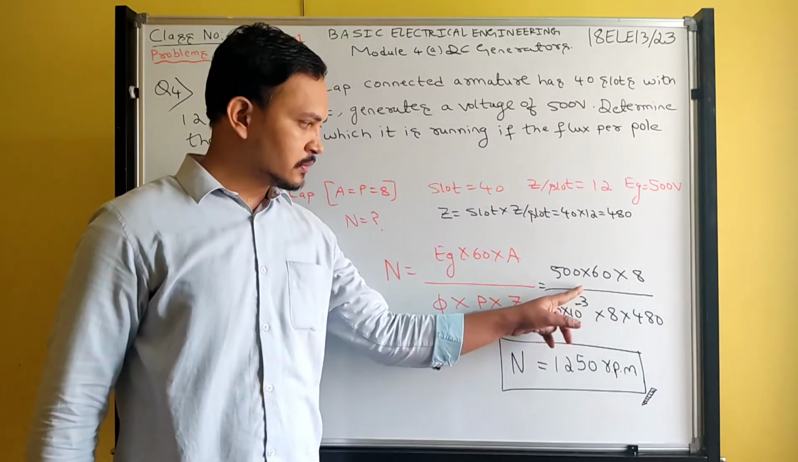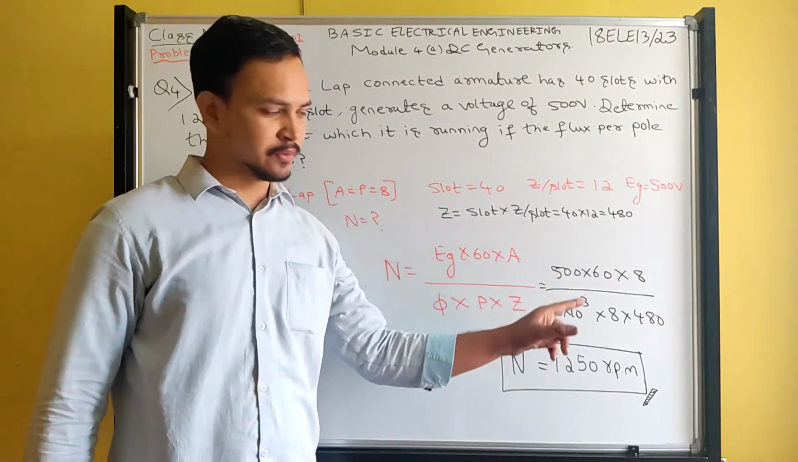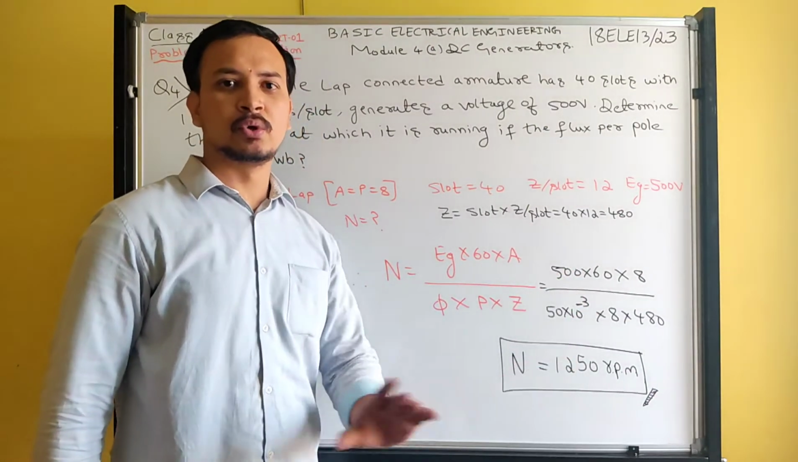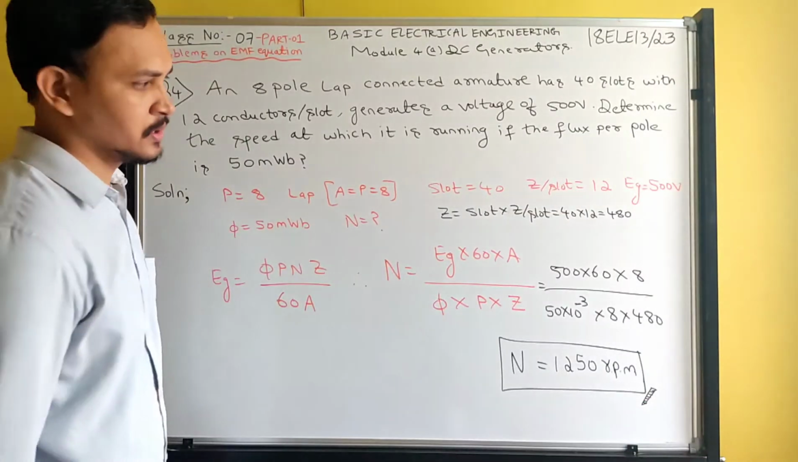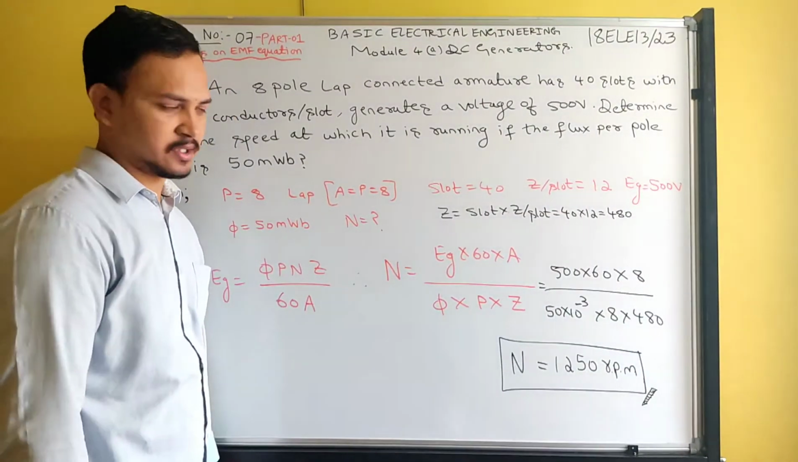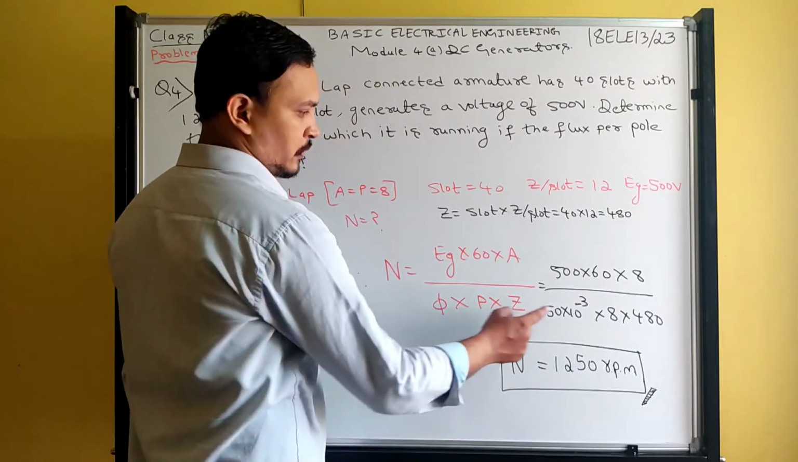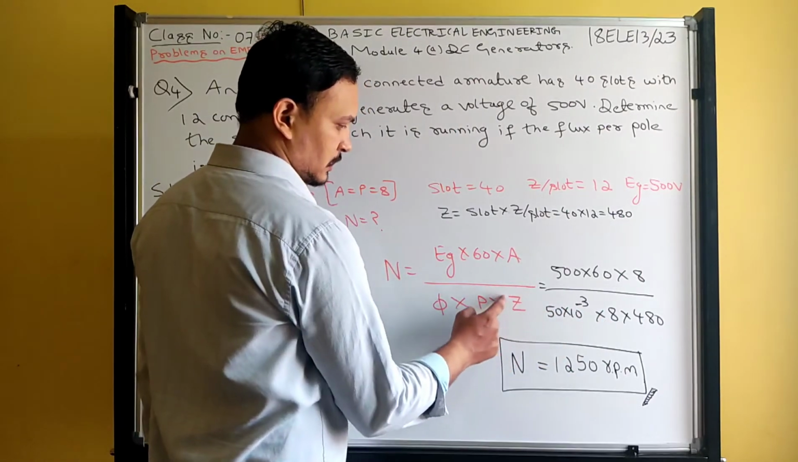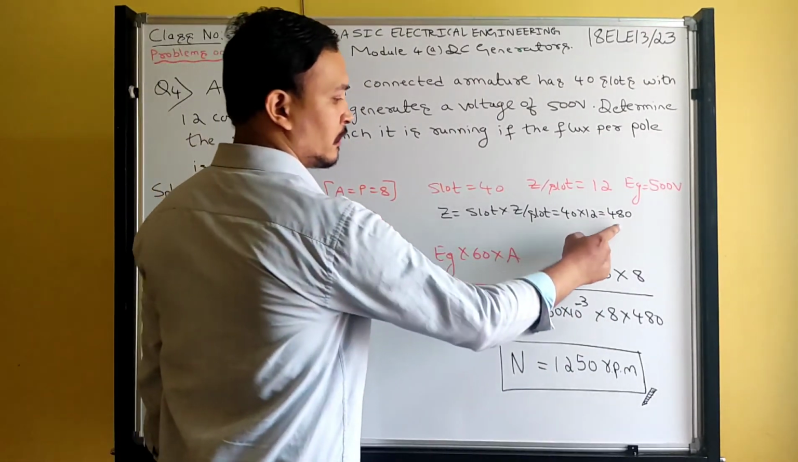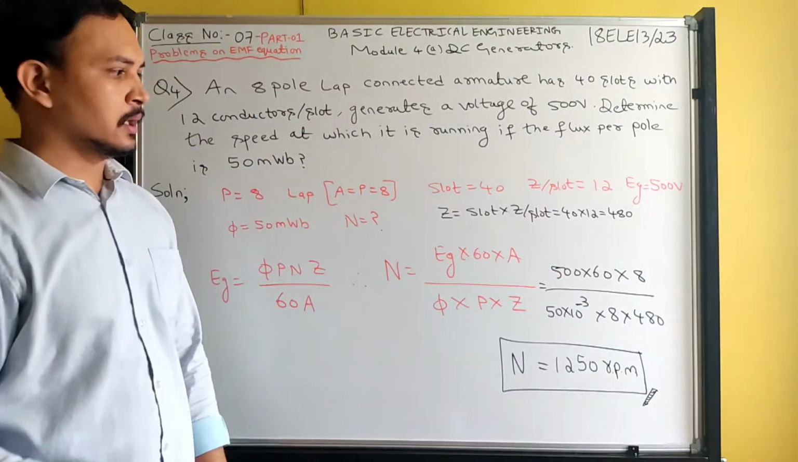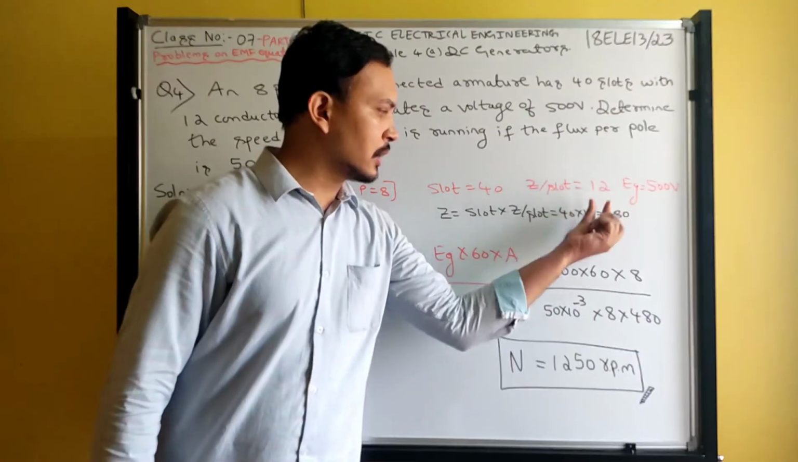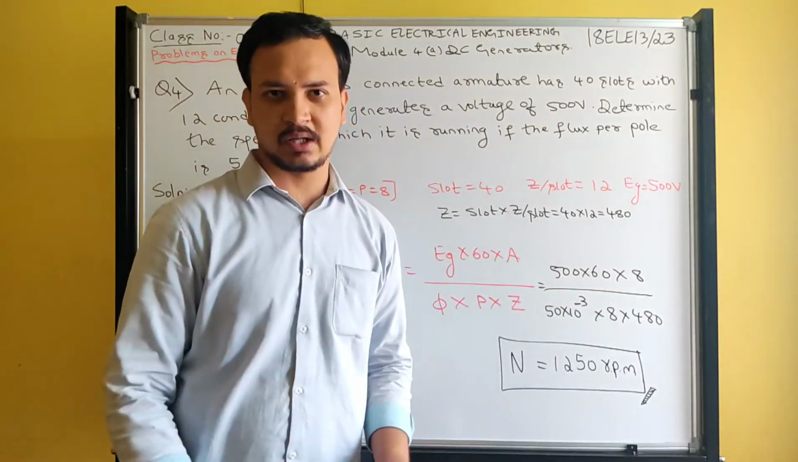Students are going to miss this. Some good students are going to miss this. Don't do such things. You lose marks, that's it. So into the number of poles, which is 8. Number of conductors, the total number of conductors is 480, and still here many students will write 12 conductors only. No, that is not correct.